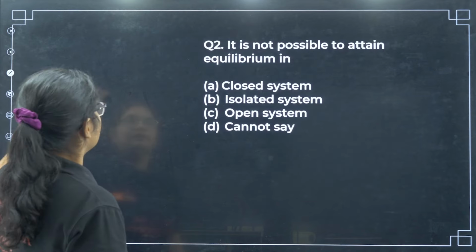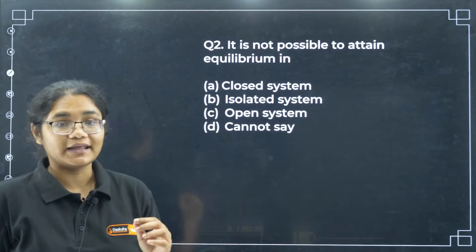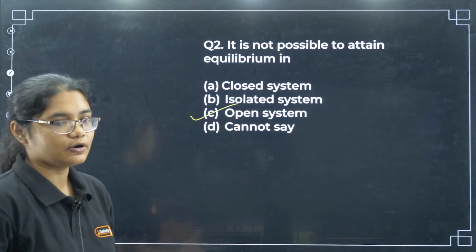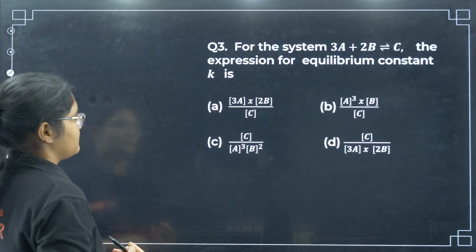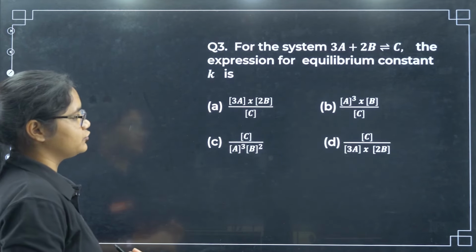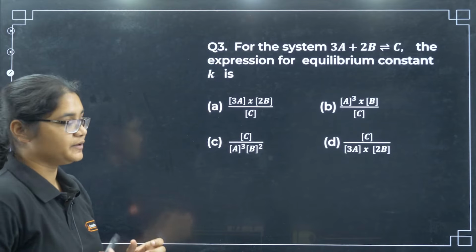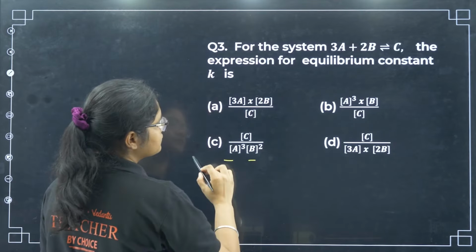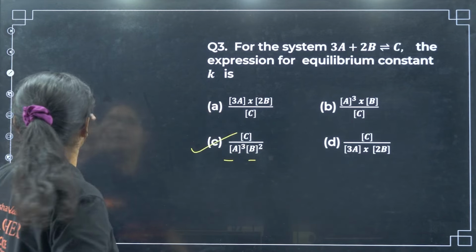Okay. Next, it is not possible to attain equilibrium. So always equilibrium is attained in a closed system. We cannot attain it in an open system. Next, for the reaction 3A plus 2B gives you C, the equilibrium expression will be C divided by A cube and B square, right? So option number C here.